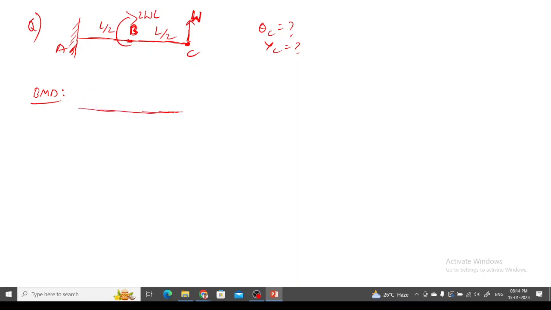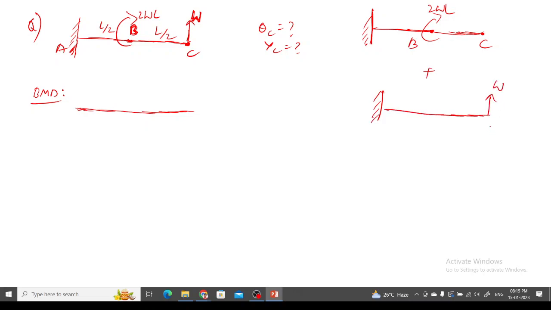Sir, can we bifurcate this problem into two individual ones, one having the concentrated moment and another having simply the load? Yes, that you can also do. See, for example, you are saying you are having a moment like this, and then plus this, right? This is the thing you are saying.